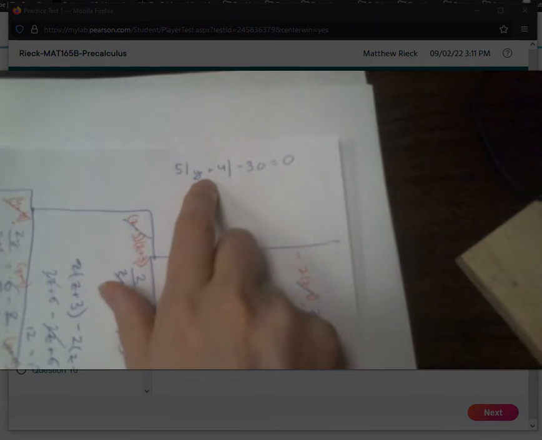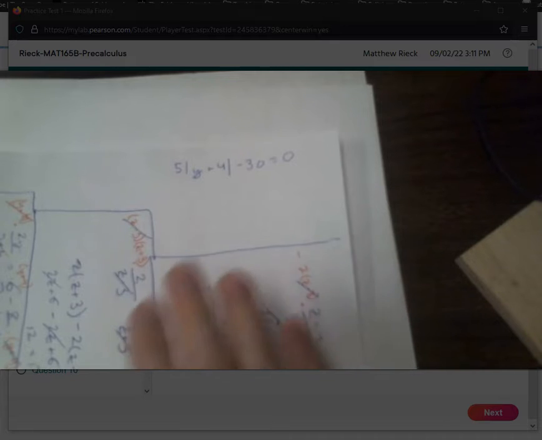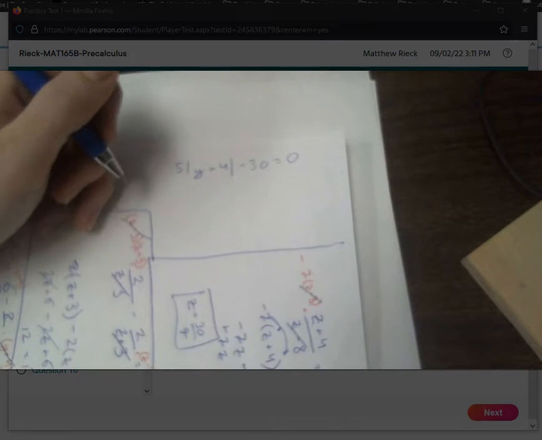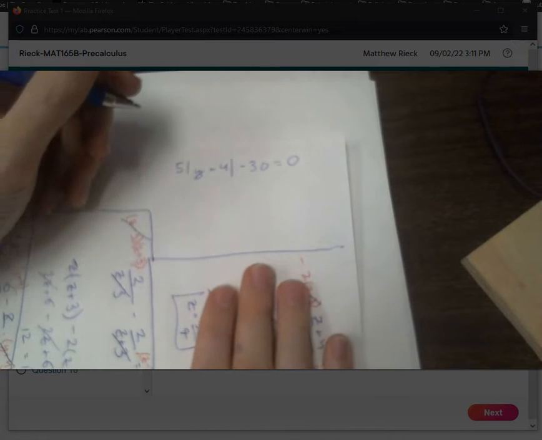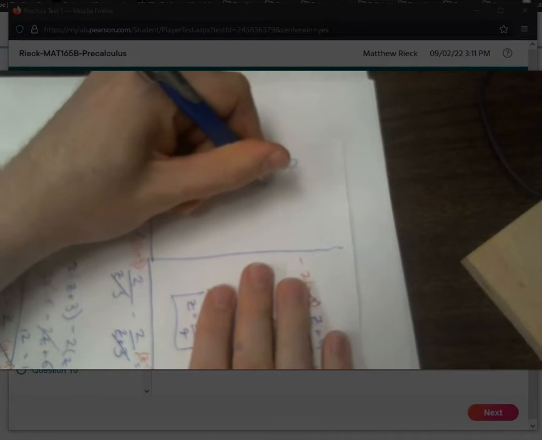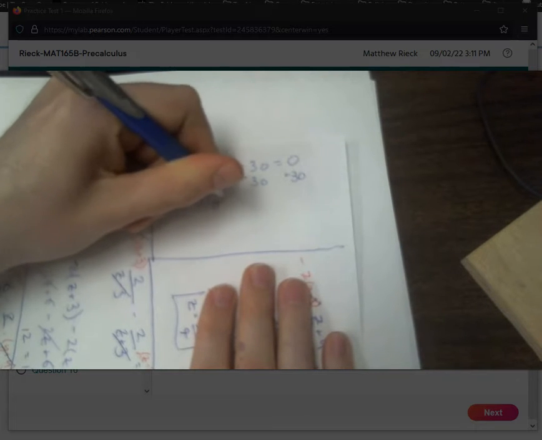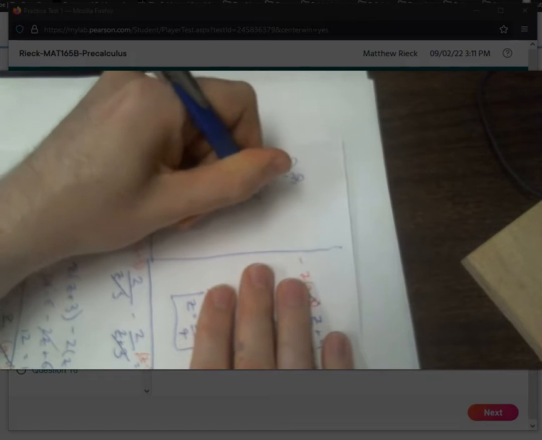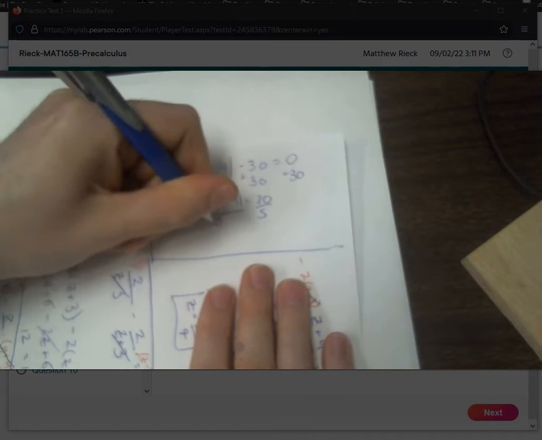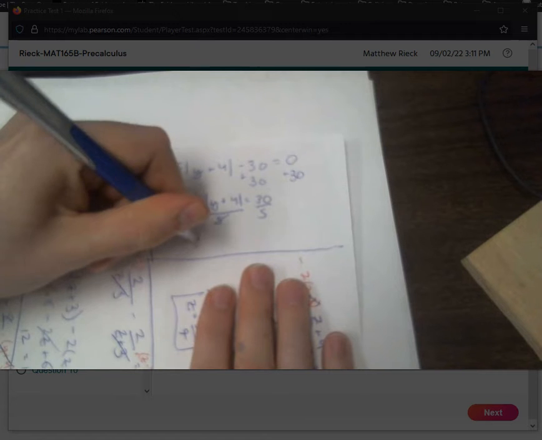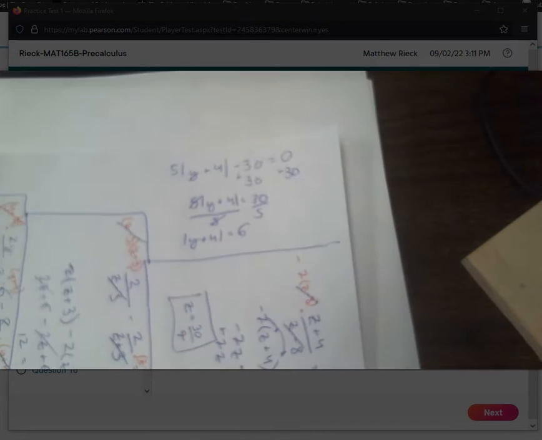So the absolute value of an expression is denoted by the little bars on the left and right hand side of the expression there. To solve an absolute value equation, you want to start off by isolating the absolute value all by itself on one side. In this case, we can add 30 to each side. So we have 5 times the absolute value of y plus 4 equals 30. Then we can divide both sides by 5 so we just have the absolute value all by itself. So you have the absolute value of y plus 4 equals 30 over 5, which is equal to 6.